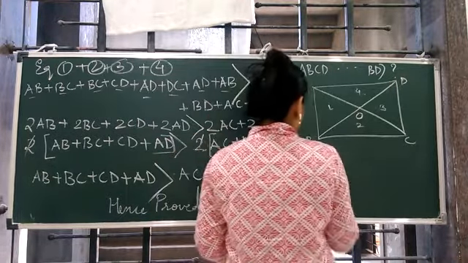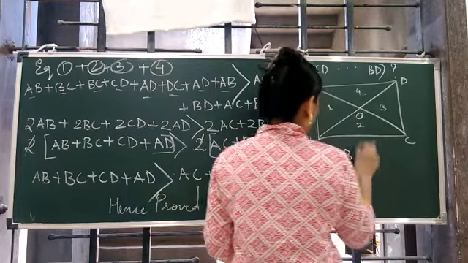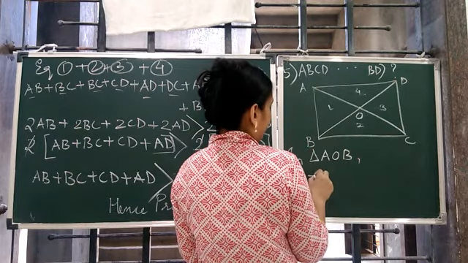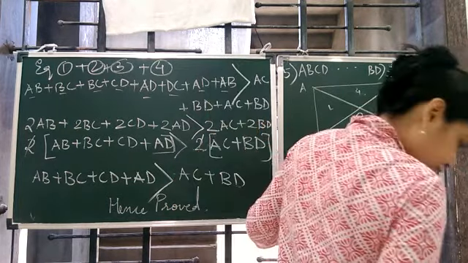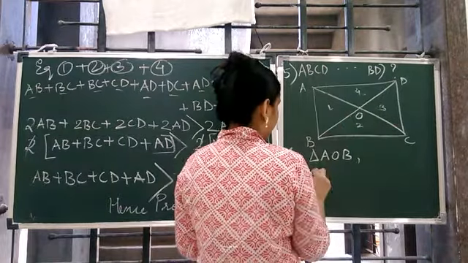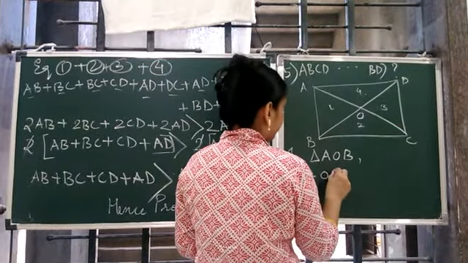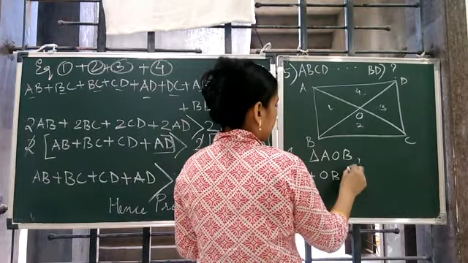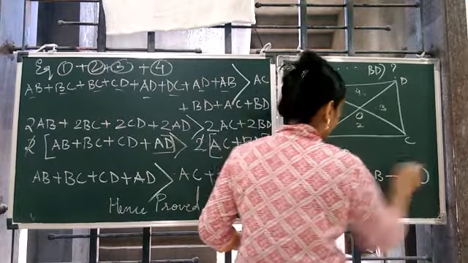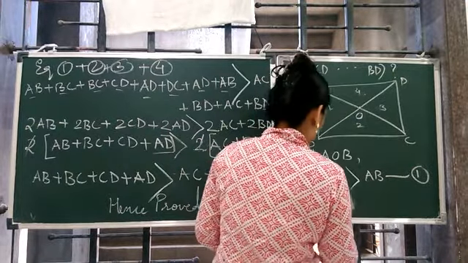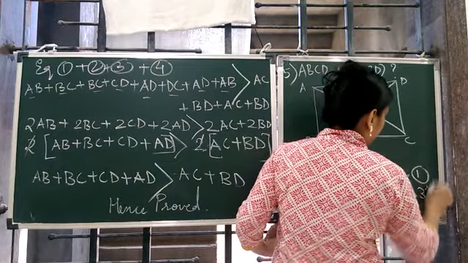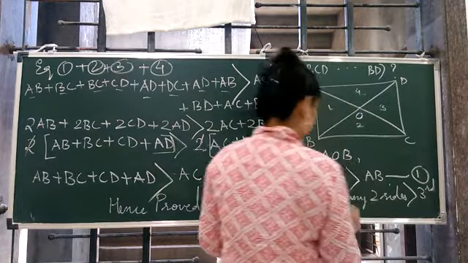So in triangle AOB, AO plus OB is greater than AB. Yes, this is our first equation. We write: sum of any two sides is greater than the third side. This is the first one.